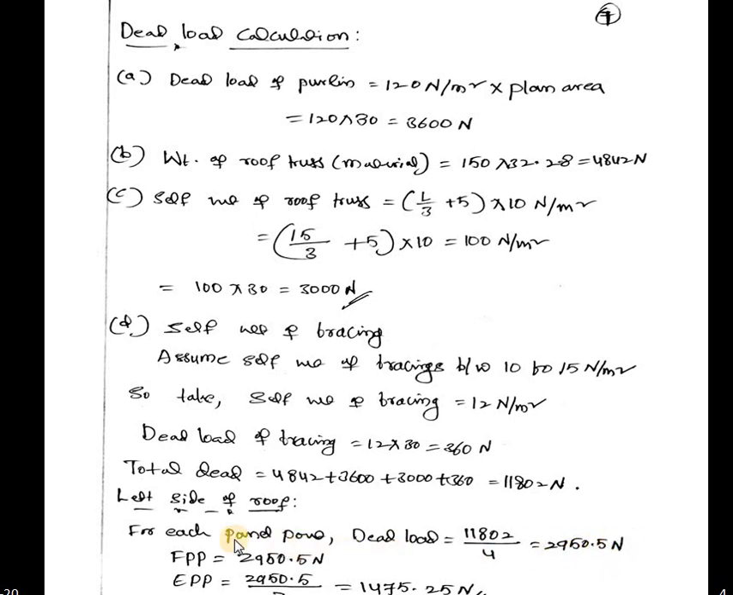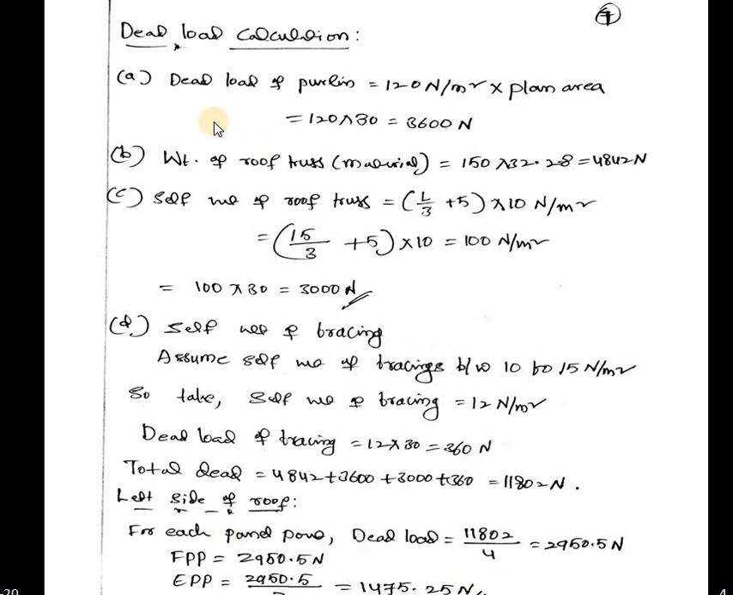2950.5 Newton is nothing but what? Each panel point, that is full point. For that reason, full panel point is 2950.5 Newtons. End panel point is again 0.5, that means 2950.5 by 2, that is equal to 1475.25 Newtons. That's it. Very simple calculation.